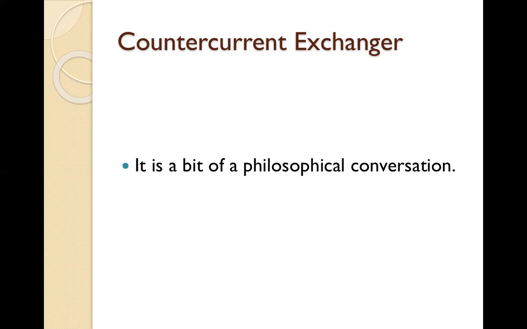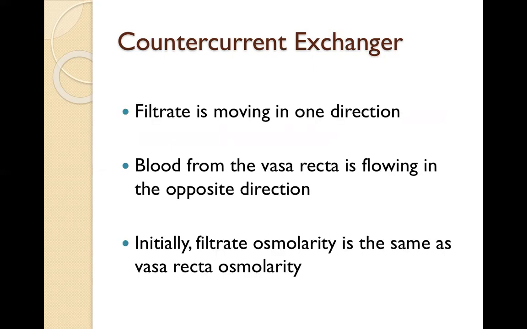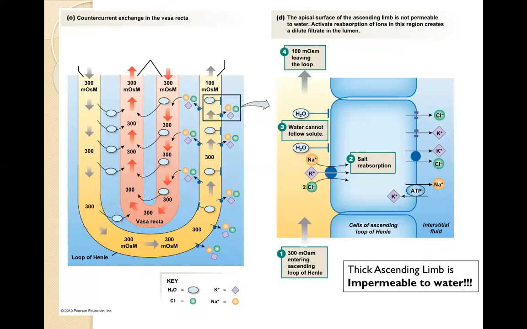And so in order to have this philosophical conversation, we actually have to start by talking about what is a countercurrent exchanger. What we mean by countercurrent are two fluids that are moving in opposite directions. So the filtrate is flowing in one direction, and the blood vessels that are surrounding the tubules of the kidney, the blood is actually flowing in the opposite direction. So you get this countercurrent that's happening. So let's look at this initial philosophical discussion.